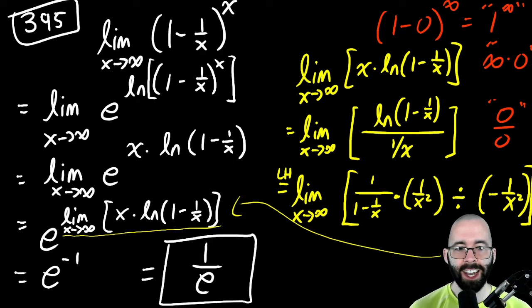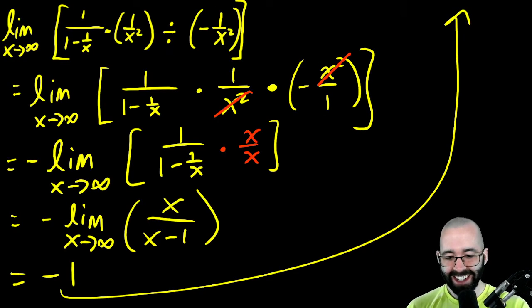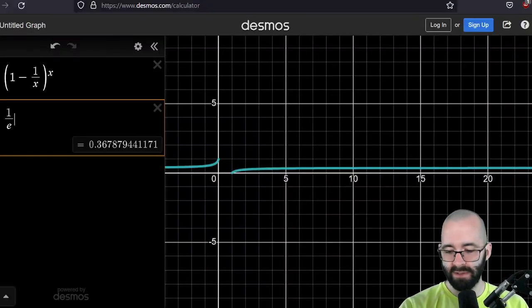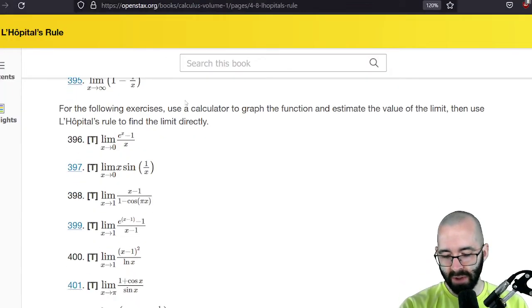Neat. Neat. Neat. Whoa. I want to say it's been a long day. It's 11:25. It's not been that long. All right. Was that 395? Yeah, we're on 397 now.